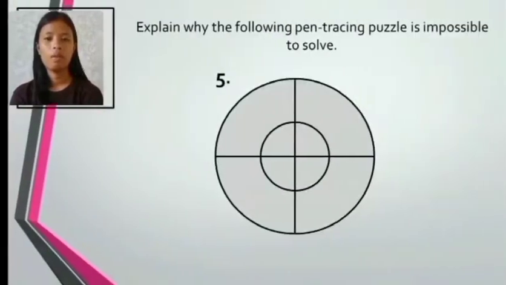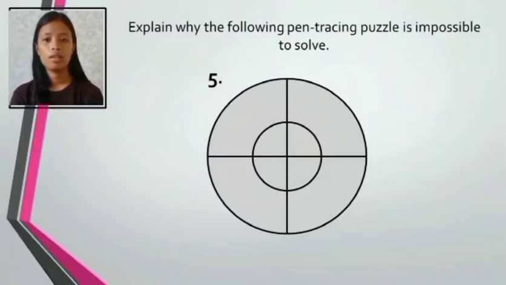In number 5, explain why the following pen tracing puzzle is impossible to solve. The graph of the given shape has more than 2 vertices of odd degree, so it is not possible to draw an Euler path or Euler circuit. It is not possible to trace the given shape without redrawing the same segment more than once.